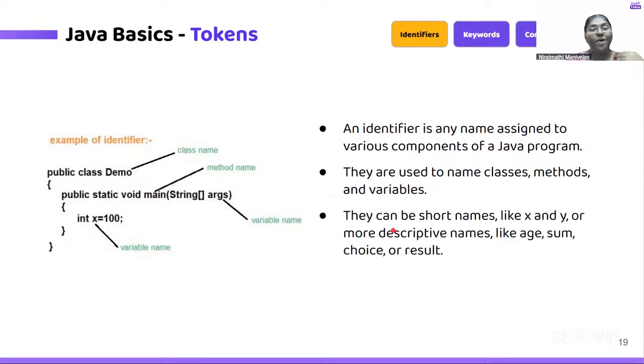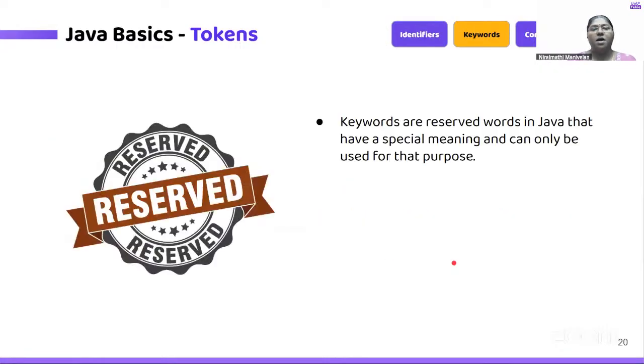How are you giving names here? It can be short names or descriptive names. Short names like x and y, or descriptive names like age, term, choice, result, name, roll number, etc. Now keywords. What are keywords? Keywords are the reserved words in Java that have a special meaning and can only be used for that purpose.